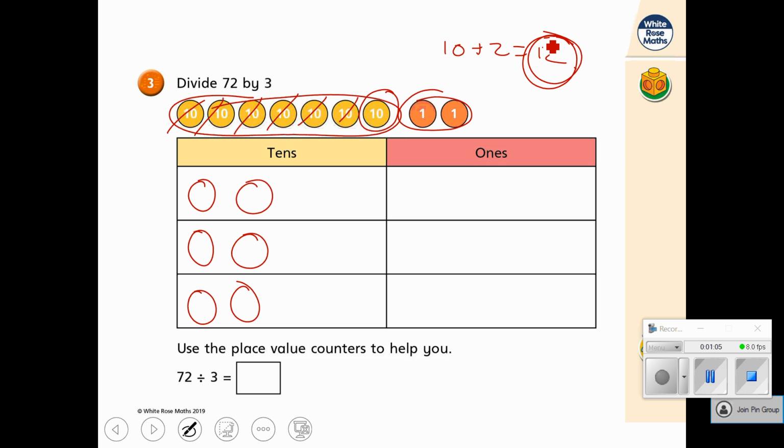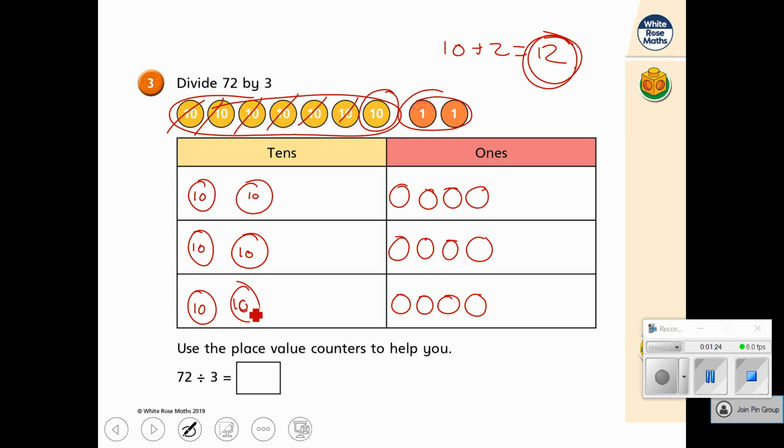And 12 divided by 3 is 4. So I'll put 1, 2, 3, 4 counters there. Another 4 counters there, which makes 8. Another 4 counters here, which makes 12. Could also put your 10s in here as well. And you will work out that the answer to 72 divided by 3 is 24. So you should have 24 as that answer.